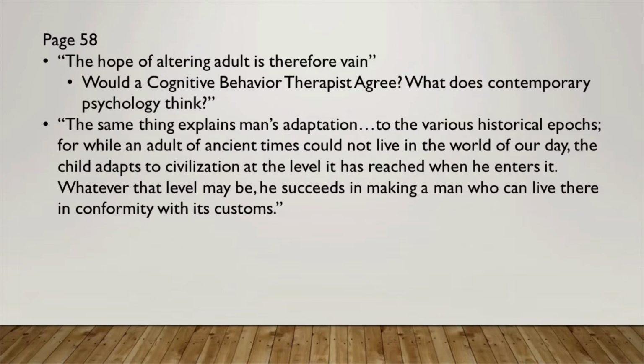But Montessori goes on to say the same thing explains man's adaptation to the various historical epochs. For while an adult of ancient times could not live in the world of our day, the child adapts to civilization at the level it has reached when he enters it. Whatever the level may be, he succeeds in making a man who can live there in conformity with its customs. So I've mentioned this in previous videos, that the child can adapt to any place in space or time, any culture, any civilization. The child can adapt, not so much the adult, right?